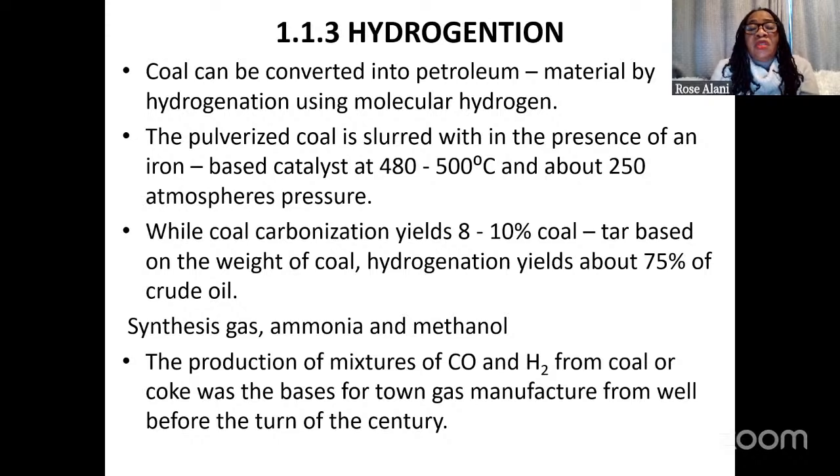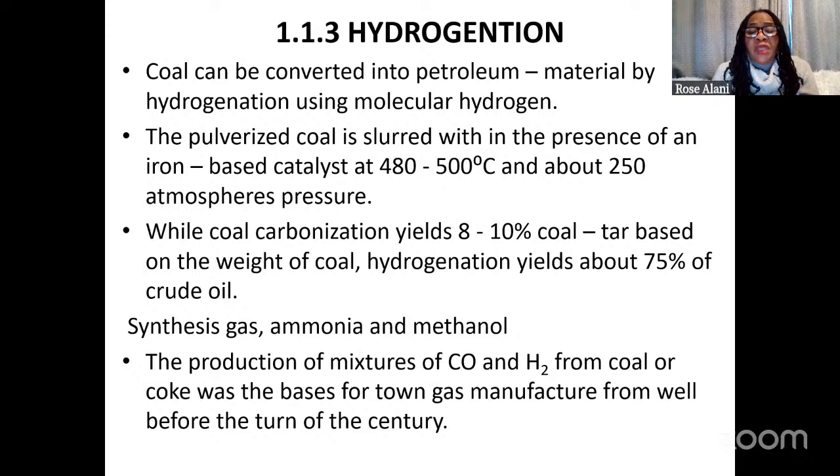Then you carry this out and you obtain a yield of about 75% of crude oil, while coal tar carbonization will yield 8 to 10% coal tar based on the weight of coal. Hydrogenation will yield 75% of crude oil. So you can obtain crude oil from hydrogenation of coal.